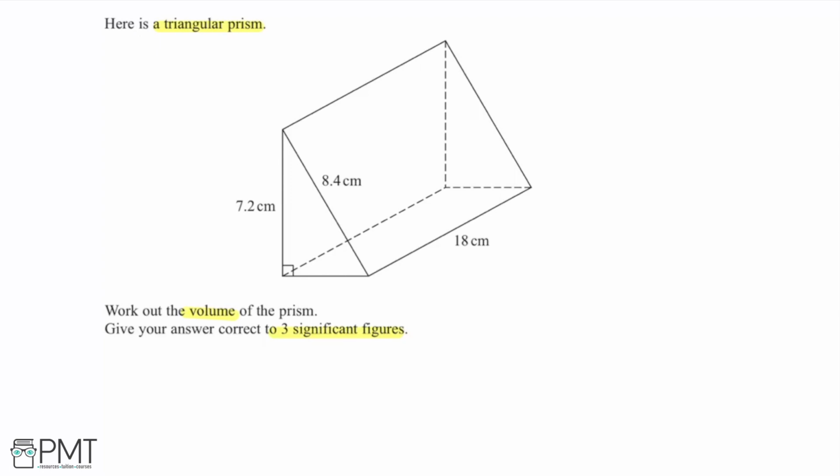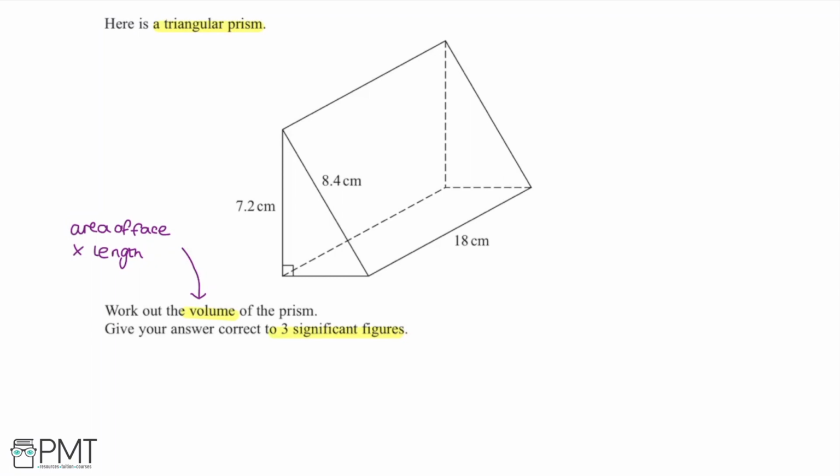And if we're working with the volume of a prism, we simply need to find the area of the front face, so this triangle that we're working with, and we multiply that by the length of the prism. And that gives us the volume of the prism. So we take the area of this face here and multiply it by this 18 to get the volume of this prism. So to start this process, I'm going to work out the area of the triangle.